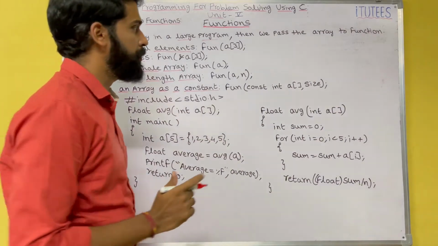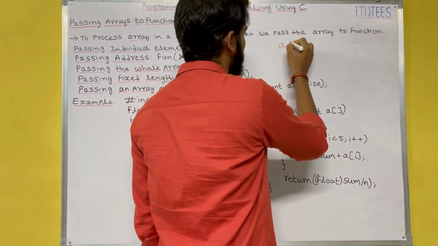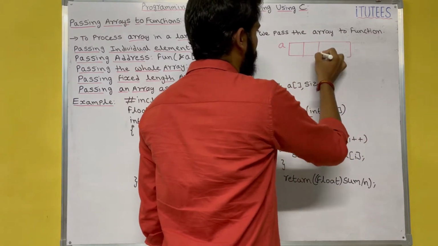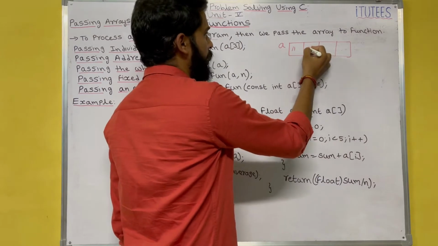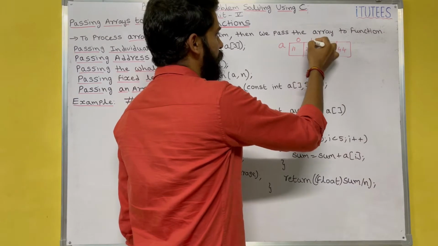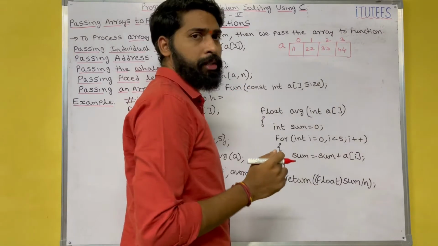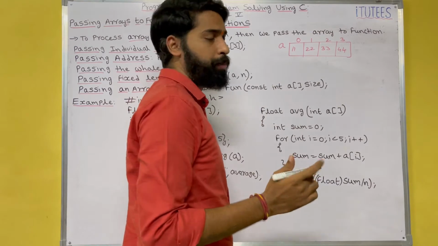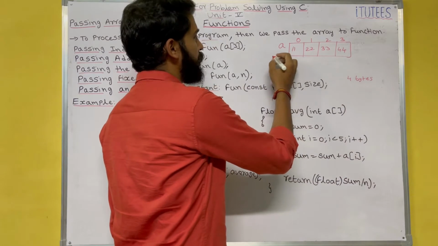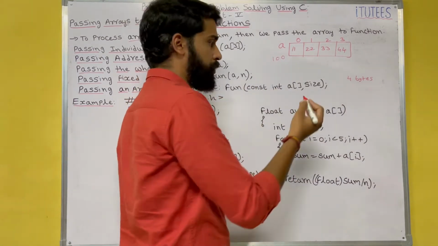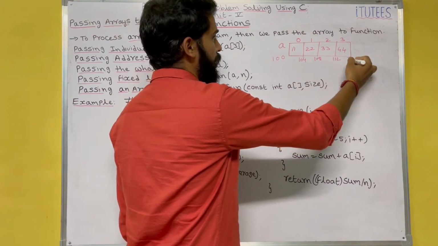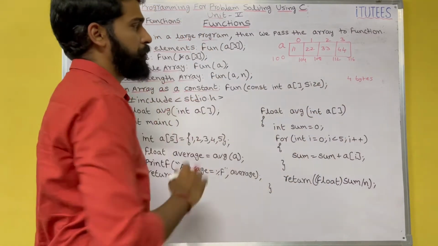So for example, this is the array A. It consists of 4 numbers: 11, 22, 33, 44, with starting index 0, 1, 2, 3. Let us assume the int occupies 4 bytes, and that the starting address is 100. So what is the next address? 104, 108, 112 and 116. Okay, so this is the representation of the array.